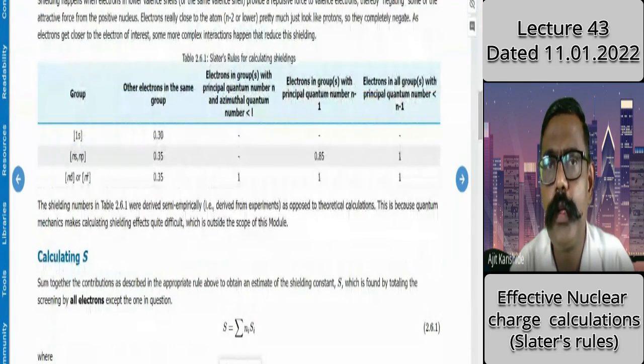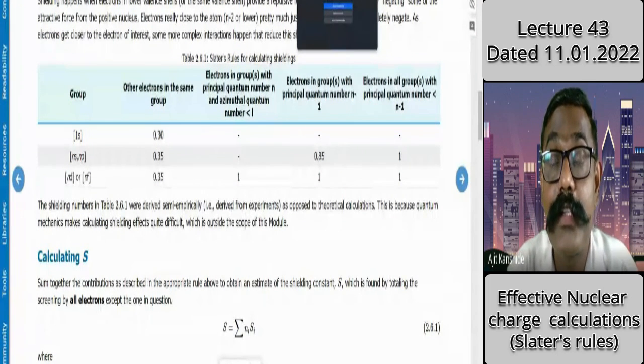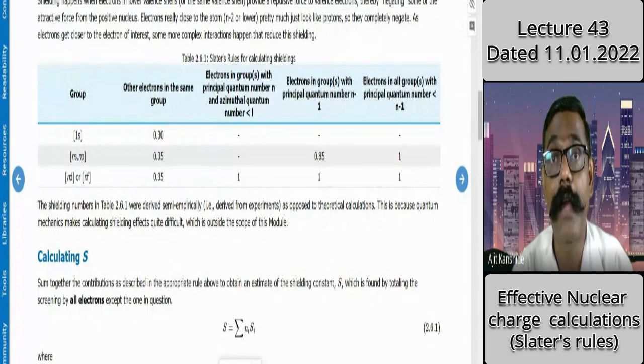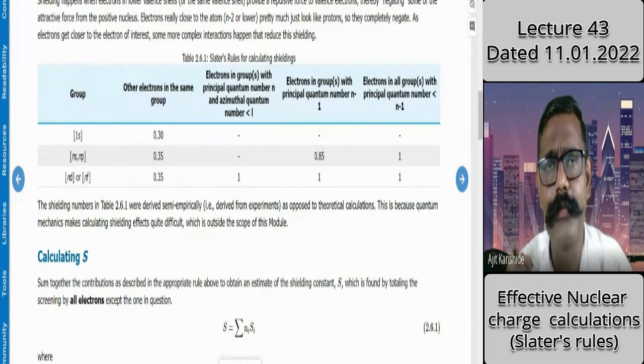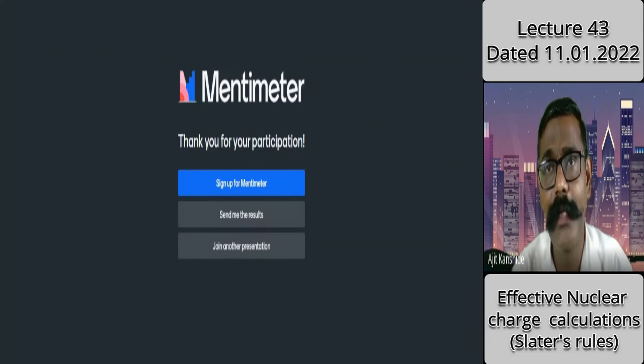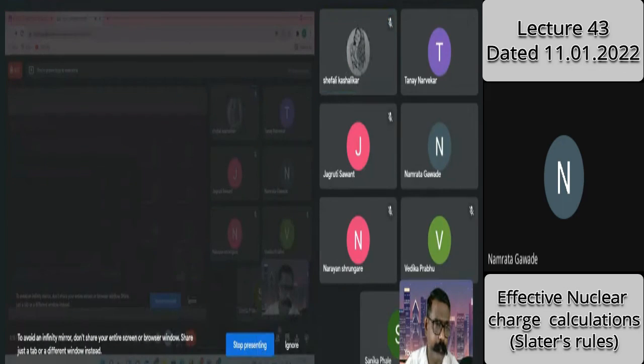So students, today I planned to cover the effective nuclear charge calculation, Slater's rule, which I covered, and the actual quantitative answer for the shielding or screening constant that we discussed. Is it clear to all?